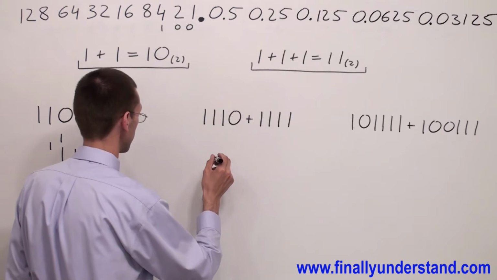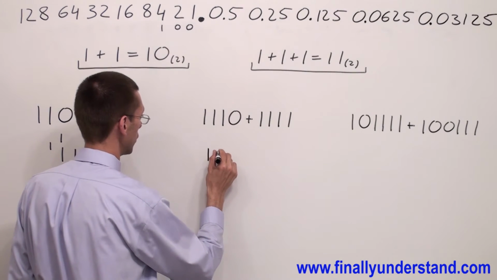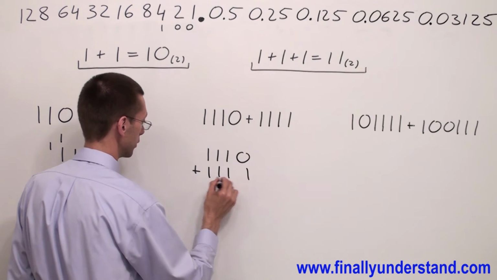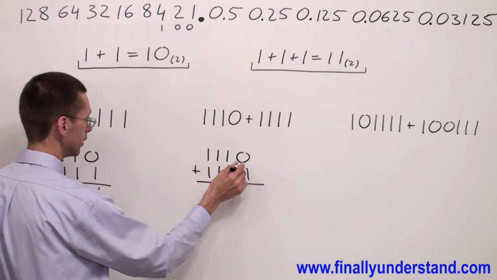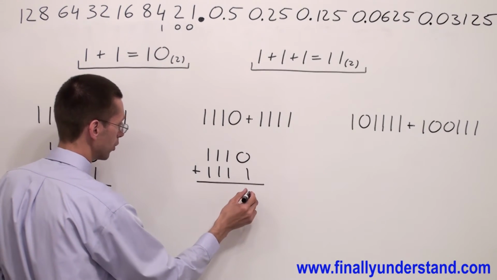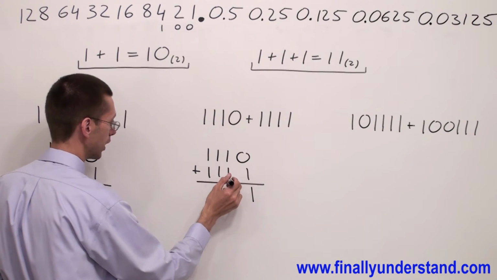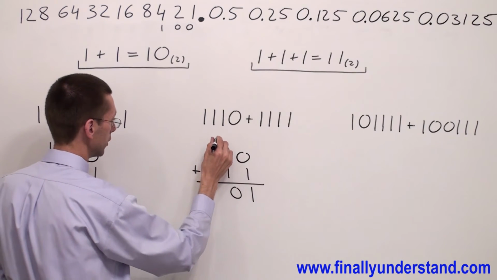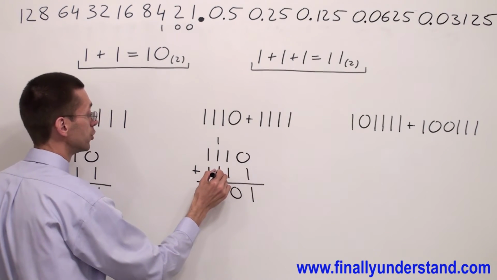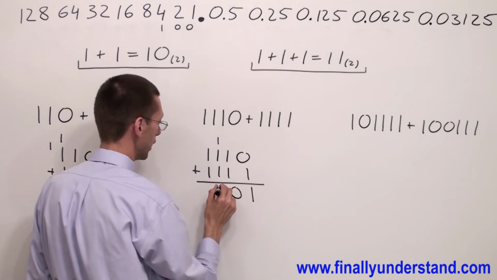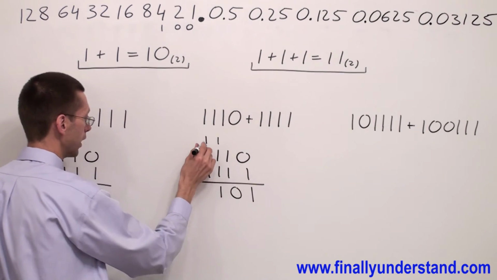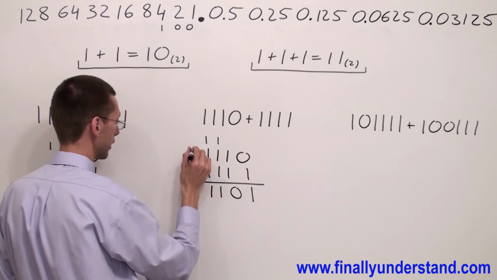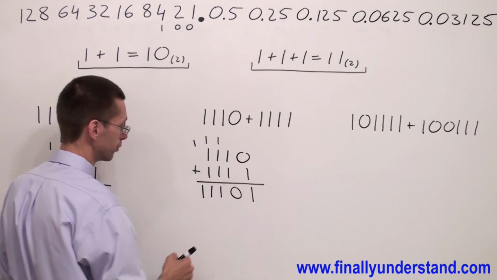Let's take a look at this one. We have 1, 1, 1, 0, plus 1, 1, 1, 1. 0 plus 1 is equal to 1. 1 plus 1 is equal to 2. So that's why I have to write 0 and carry of 1. 1 plus 1 plus 1 is equal to 3. That's why I'm going to write 1 and carry of 1. 1 plus 1 plus 1 is 3. That's why I'm going to write 1 and carry of 1. And this is the solution to my problem.